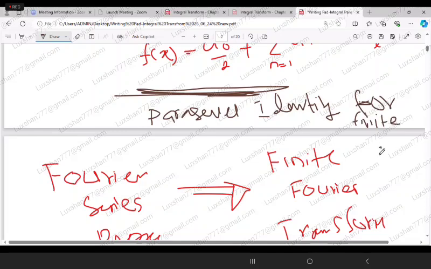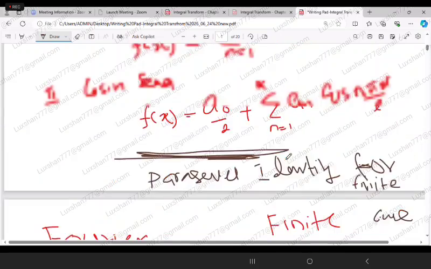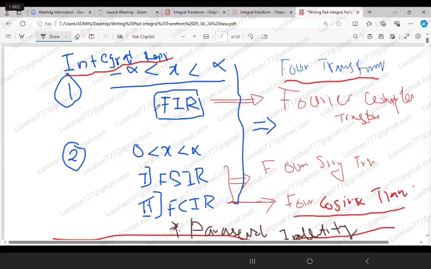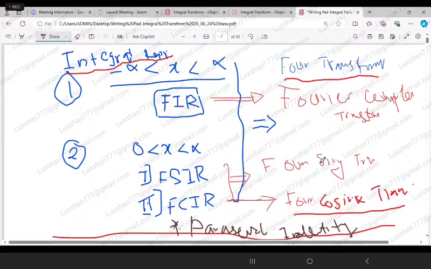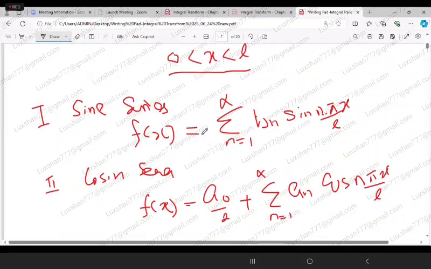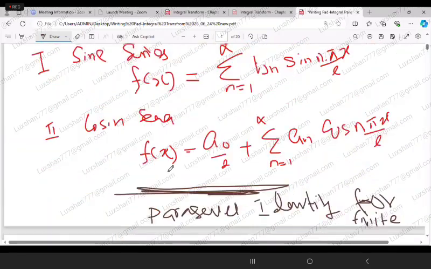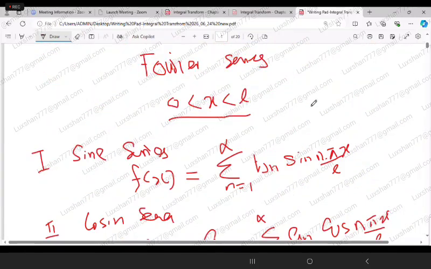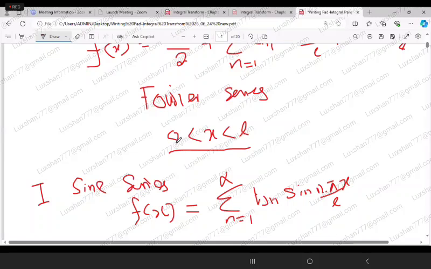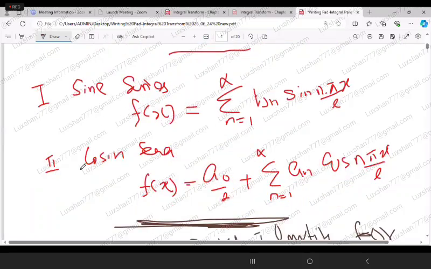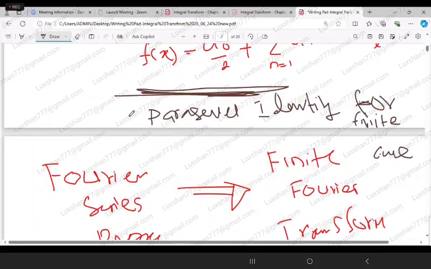For the finite case, we have the Parseval identity. After we studied the integral transform, we had the Parseval identity. Then we studied the Fourier transform. Similarly, here we have completed studying the Fourier series representation when the range is C to C plus 2L. When the range is half range, that is 0 to L, we have the sine series and the cosine series. Now we want to study the Parseval identity for the finite case.